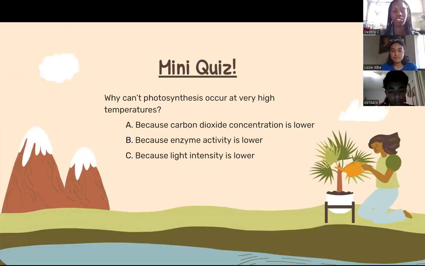And now we're on to Lorenzo for our mini quiz. Why can't photosynthesis occur at very high temperatures? Because enzyme activity is lower.